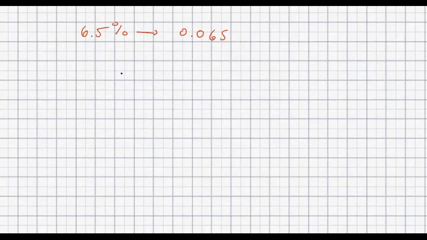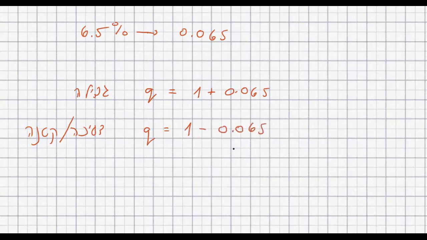Now we want to find the q. If we're talking about גידול, the q is 1 plus 0.065. If we're talking about דעיכה, sometimes instead of דעיכה they will say קטנה. האוכלוסייה קטנה. Okay, it's the same word. So q would be 1 minus this. Okay. All right. Cool. Did you write it down? I'm writing it now. All right.